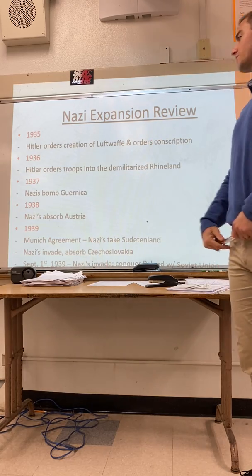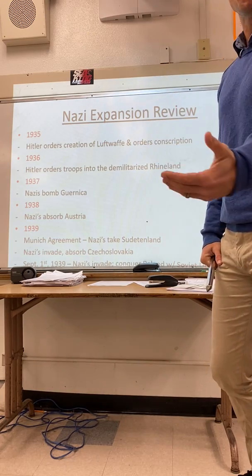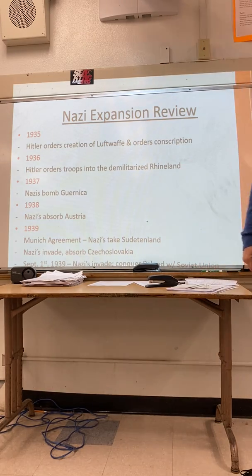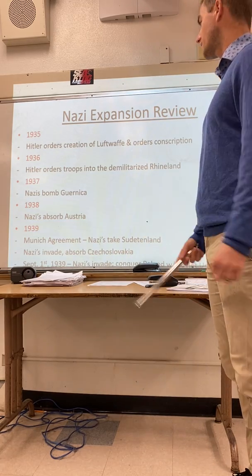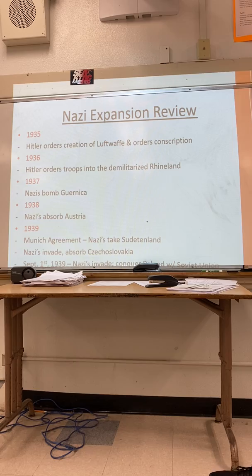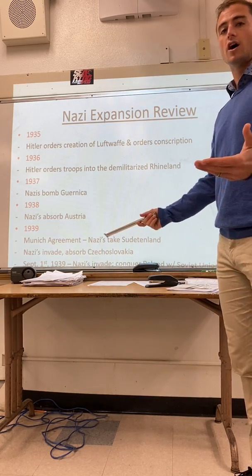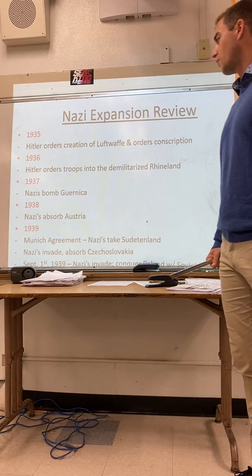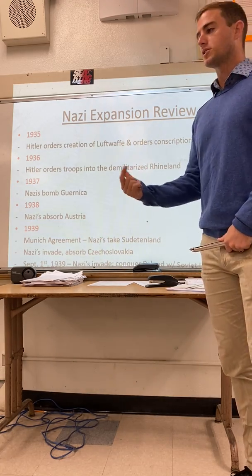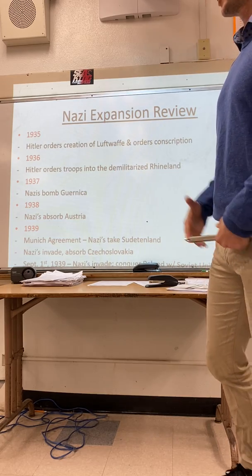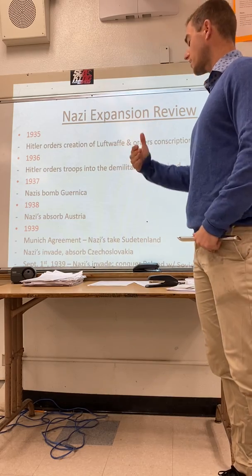In 1937, the Nazis bomb Guernica, which is a city in northern Spain, getting involved in the Spanish Civil War to support the fascist dictator Francisco Franco. In 1938, Hitler marches into Austria, the Anschluss, and conquers Austria, adding Austria to the German Third Reich. And then in 1939, he continues to be appeased by Britain and France with the Munich Agreement, which gives him the Sudetenland. But then he pours the rest of his troops into Czechoslovakia.